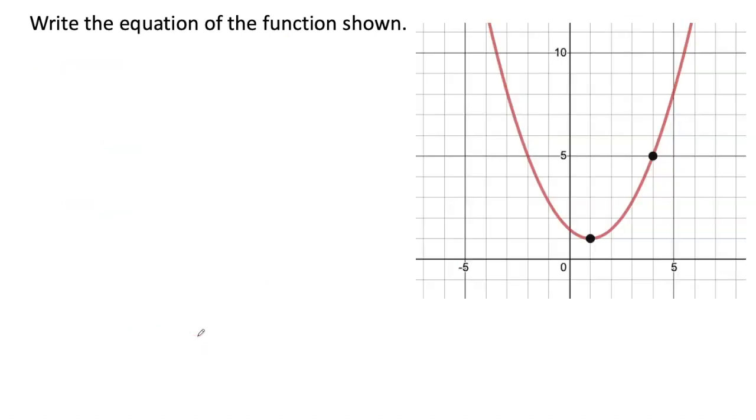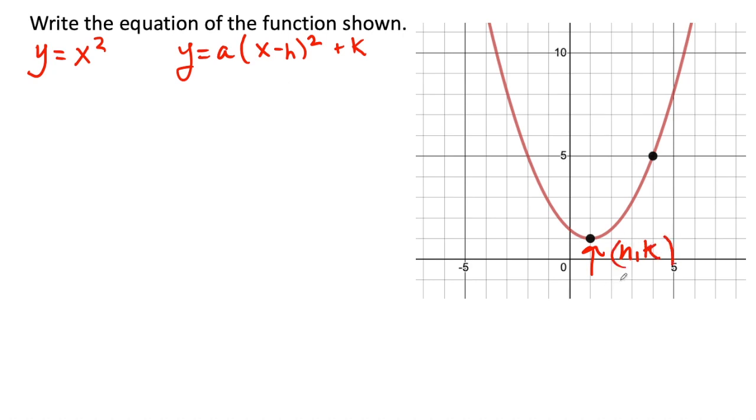Example 2. Write the equation of the function shown. This is a quadratic, so I know my parent function is y equals x squared. My transformed version will be y equals a times x minus h quantity squared, plus k. My h and my k are going to be the vertex again. So right here is my h and my k, and my vertex is 1, 1. Right away I know my equation will be y equals a times x minus 1 quantity squared, plus 1.